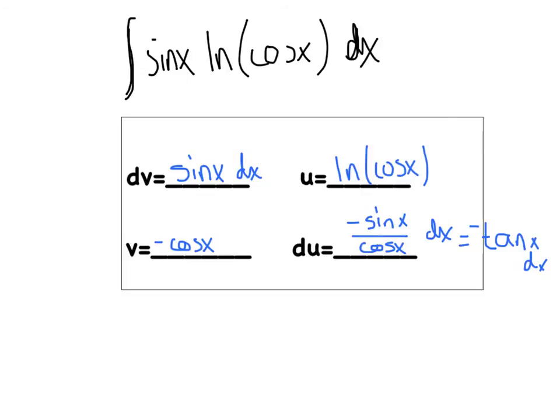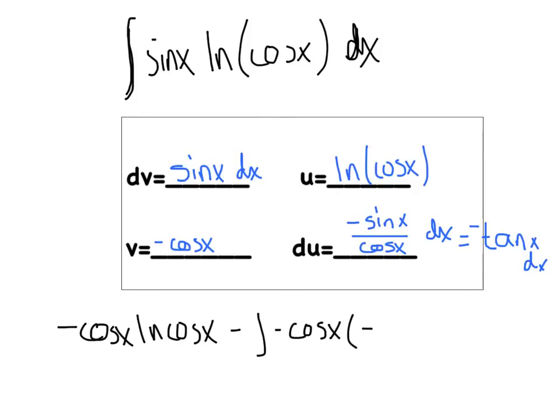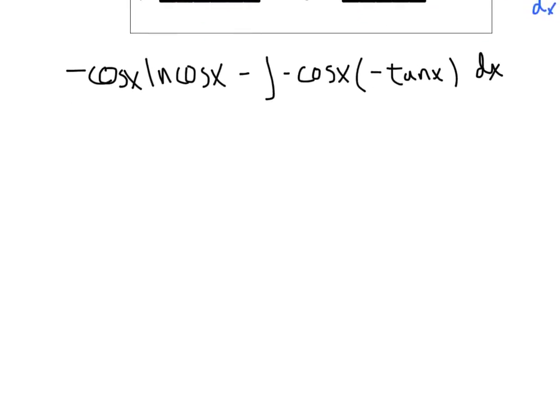Alright, u times v, I had negative cosine of x, natural log of cosine of x, minus the integral of v times du. Now you're wondering, how in the world am I going to integrate this? We've actually got 3 negative signs, if that's not enough for you.